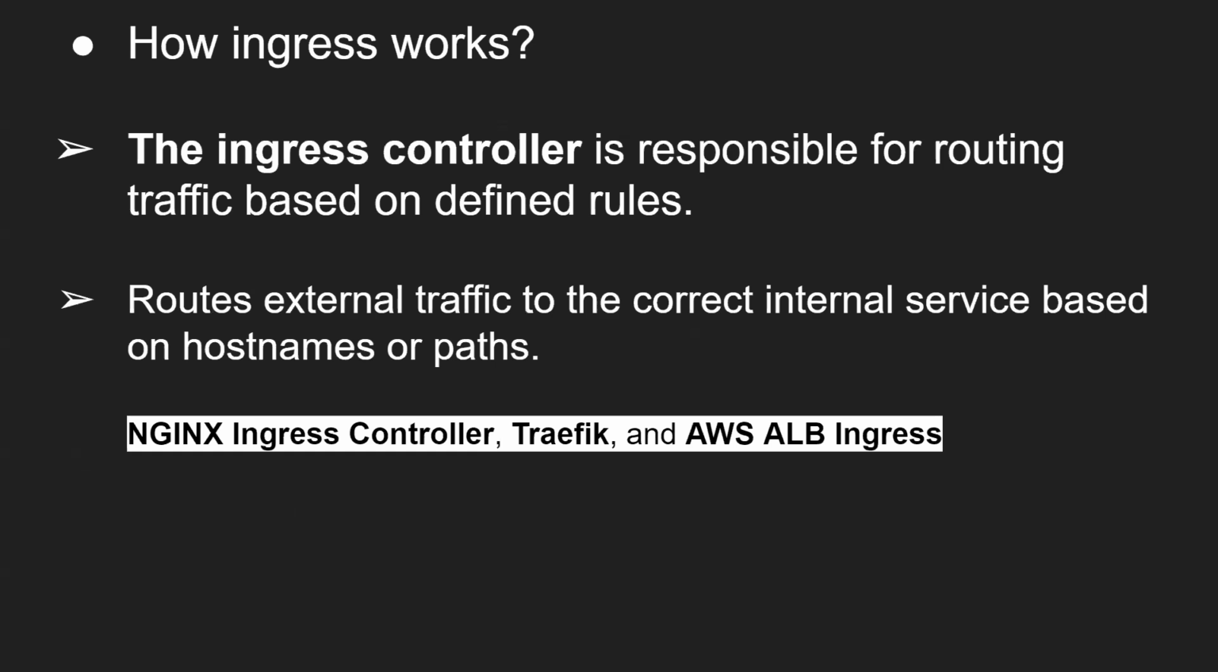The Ingress controller is responsible for your traffic based routing. You have to define those rules in your configuration itself. Based on that, it will route the traffic. We do the same thing with the load balancer, but what is the difference here? It is going to route the external traffic to the correct internal service based on your host name and paths. It will also target your microservices. We have some famous Ingress controllers like Nginx Ingress controller and AWS ALB Ingress. Those are some examples of Ingress controllers.